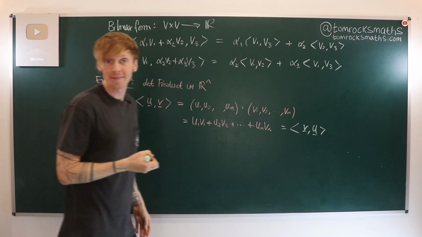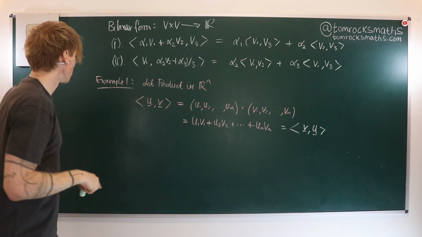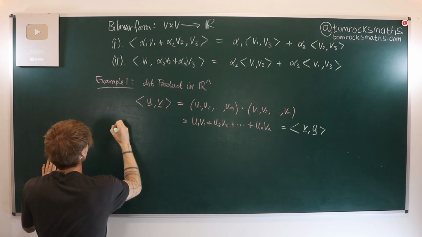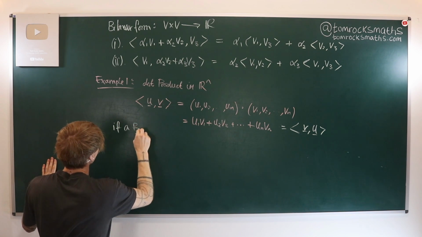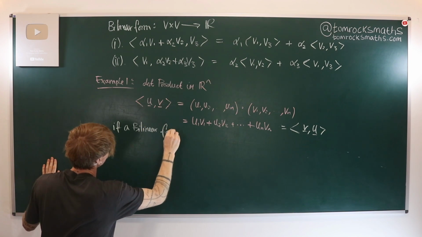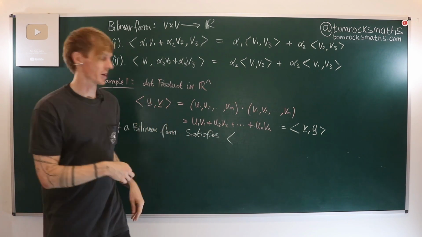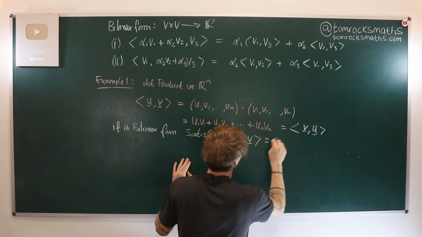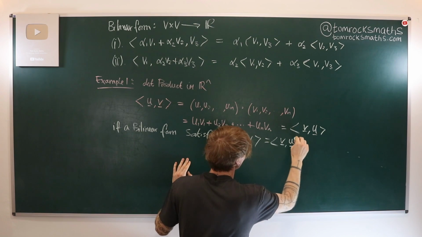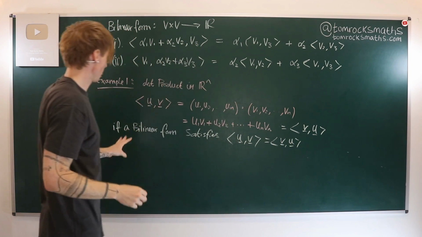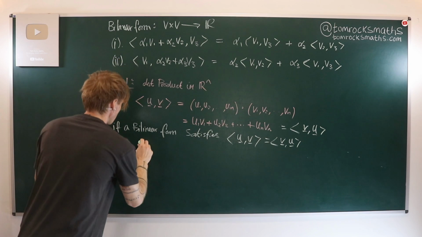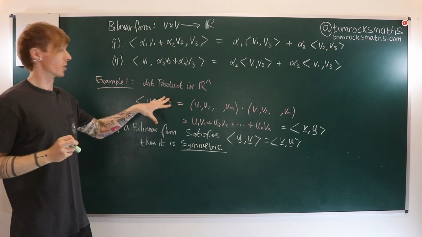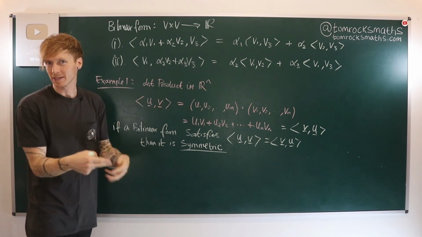And more generally, if we have a bilinear form which satisfies what we would call symmetry, so u v is equal to v u, if this holds, then the bilinear form is symmetric. And again, we can see that this is true for the dot product by explicit calculation.